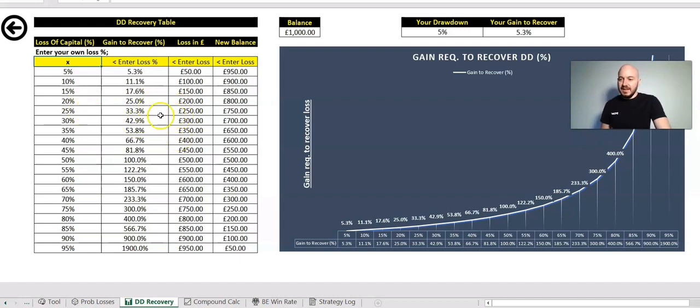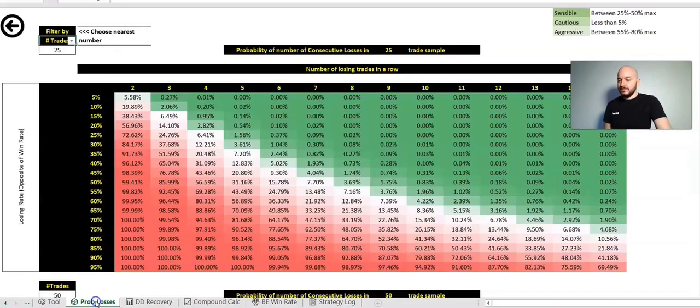Because you can see here that you then need a 25 or 33% gain to get you back to where you started. As soon as you get too far down this process, that's when it becomes a very uphill battle. Okay, so we're going to talk about that on the whiteboard shortly. Right, so here's a visual explanation and a visual diagram on the probability of losing runs.